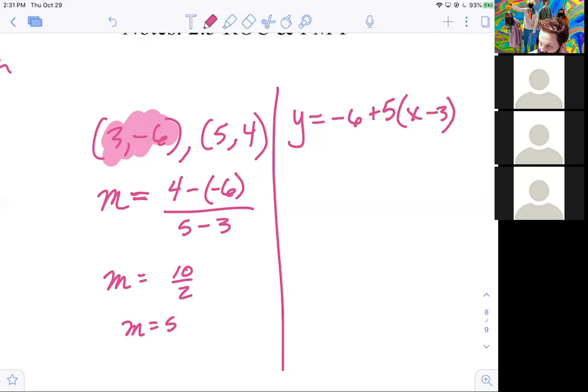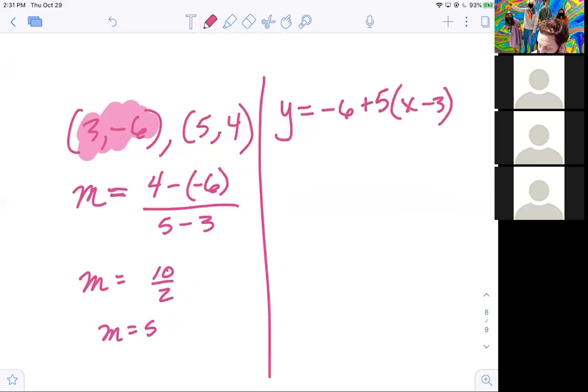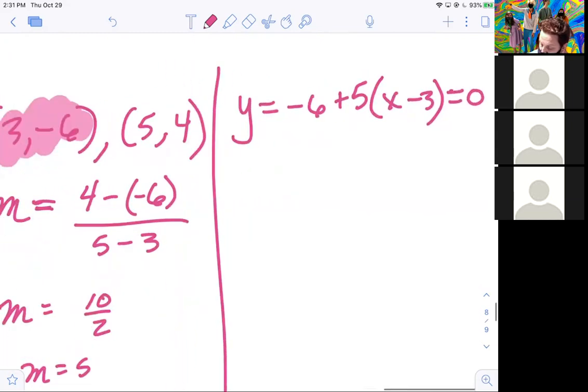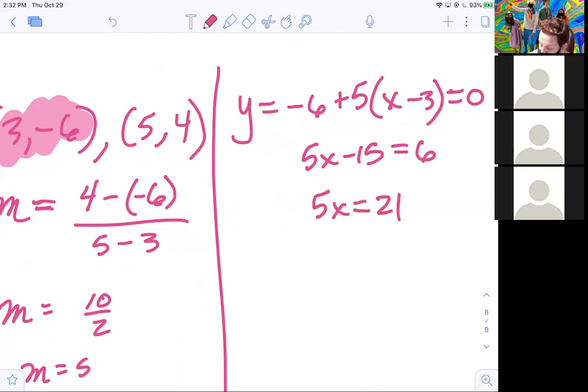Now, how do we find the x-intercept of any function? We plug in a 0 for x? Good. It's the y value that's 0, so if it's equal to y, we set it equal to 0. And now we solve, right? Solve that algebra. So I'll bring the 6 to the other side while I distribute the 5. Distribute the 5, 6 comes across, 15 goes across, it becomes 21. Divide through by 5, and you get 21/5, which you're more than welcome to leave like that.